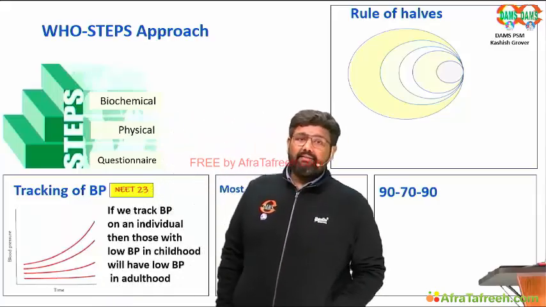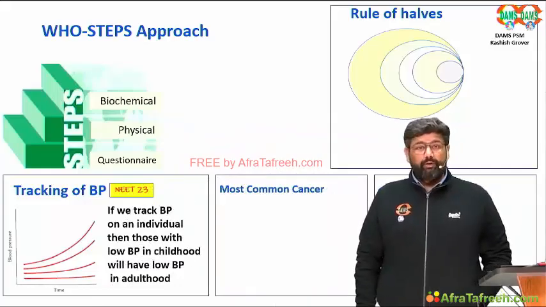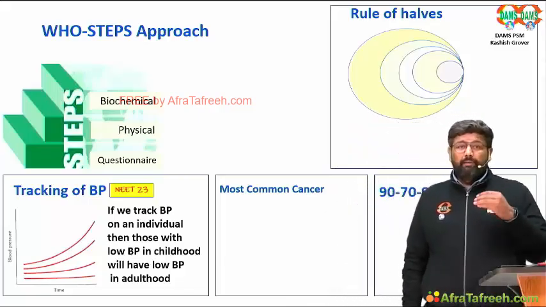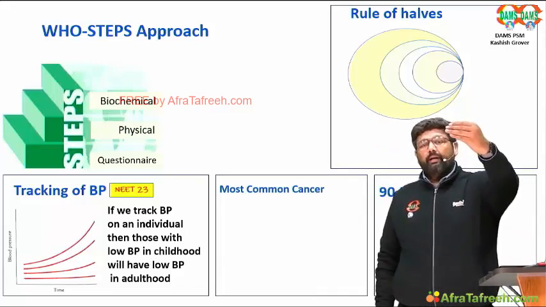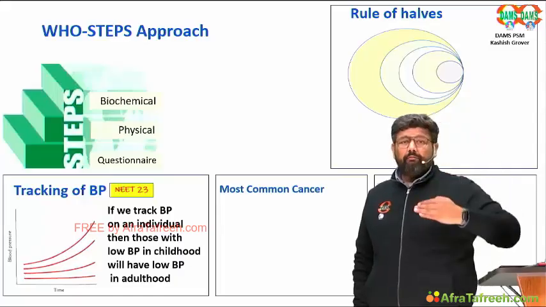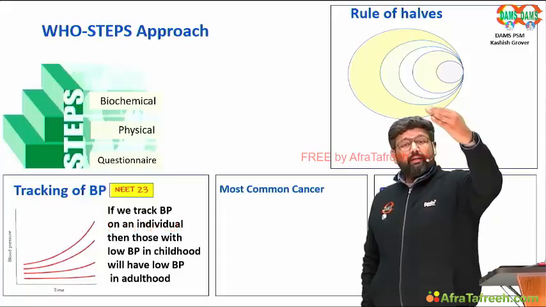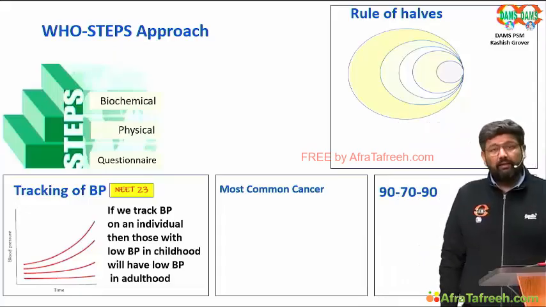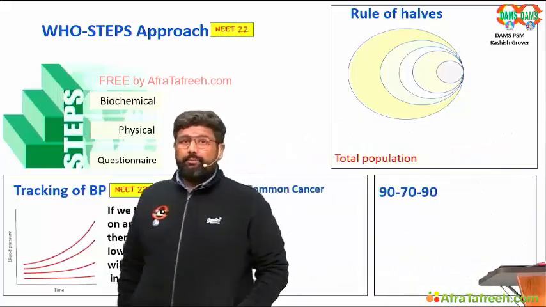Then next is tracking of blood pressure. This question was there in your NEET PG 2023. What is tracking of blood pressure? If we track the blood pressure of an individual from childhood to adulthood, a person with low blood pressure in childhood will have low blood pressure as an adult. If someone has high blood pressure in childhood, they will have high blood pressure as an adult. This is tracking of blood pressure. That was NEET PG 2022, NEET PG 2023.